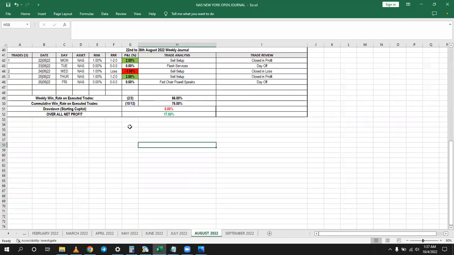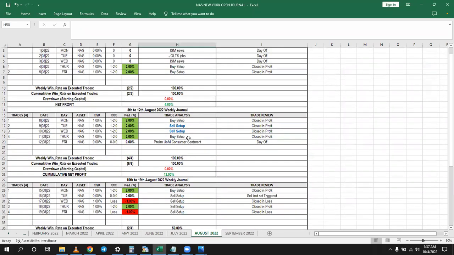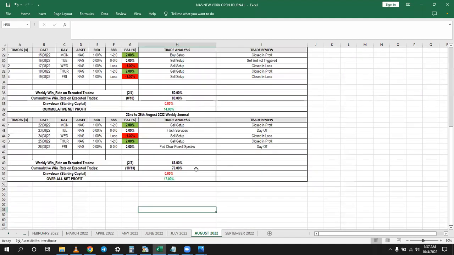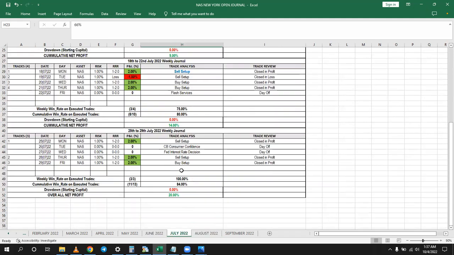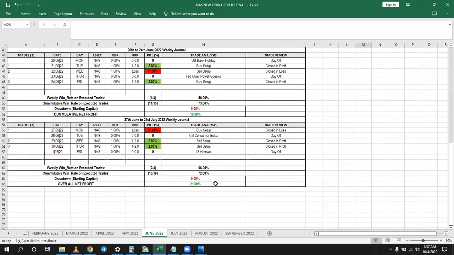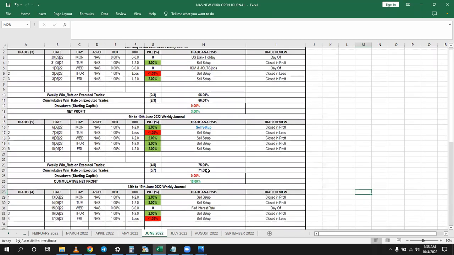Then for August, overall profit was also 17%, right? So basically, I backtested every session critically using the parameters I had put forward, right? And these were the beautiful results I was able to get based on the data. July, we had a 20%, 84% win rate. Beautiful. June, we had a 21% overall profit with a 72% overall win rate. It was another good month.